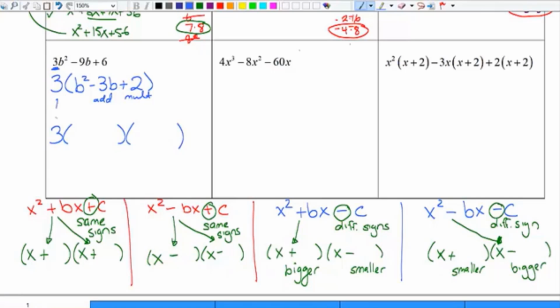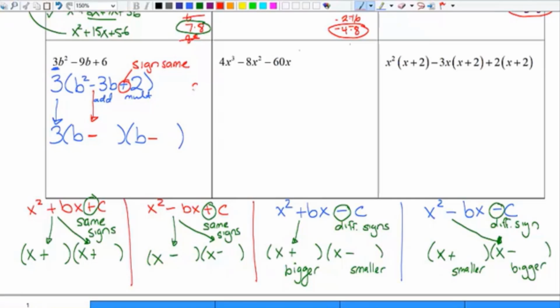My skeleton answer, don't forget to keep your 3. I know I'm going to have a b in the front and a b in the front. Let's just look at our signs for a moment. I know this 2, or my C term, is positive. This tells me that my signs are the same. Well, what signs are they going to be? Well, I look to the middle term sign, which is minus, so that means they're both going to be negative.